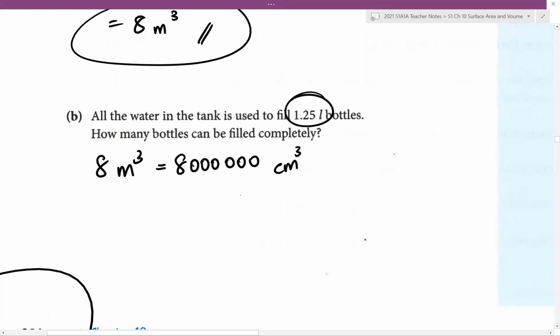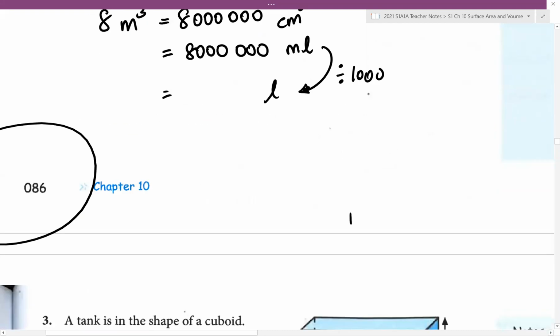So from cm cube, remember cm cube and milliliters, they are the same. So we can write this is 8 million ml. Change this to our liters. How to change milliliters to liters? Times or divide? ml to liters. Okay, divide by what? 1000. So we are left with 8,000 liters.